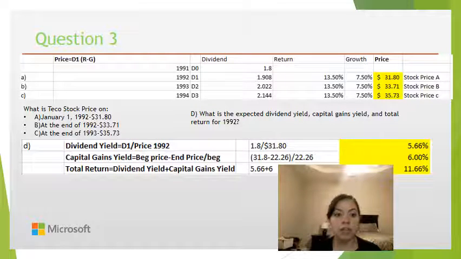Now I'm looking at question D. It's asking for the dividend yield, the capital gains yield, and the total return. The dividend yield is the dividends divided by the price. So for that part, we got 5.66%. The capital gains yield is the end price minus the beginning price, divided by the beginning price. So for that, I got 6%. And the last part of question D on number 3 is asking for the total return. So you take the dividend yield plus the capital gains yield, and when we add them together, I got 11.66%.